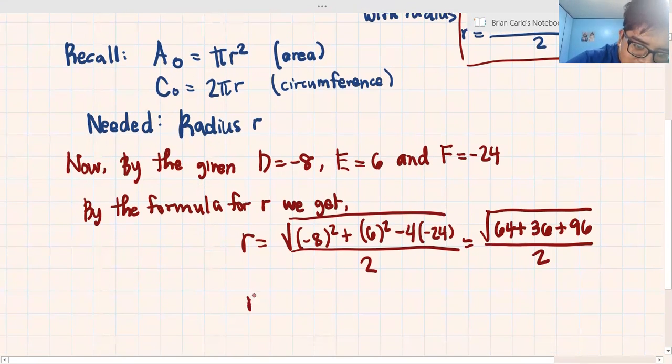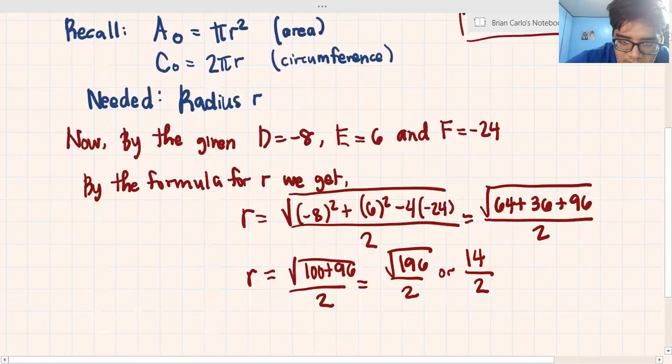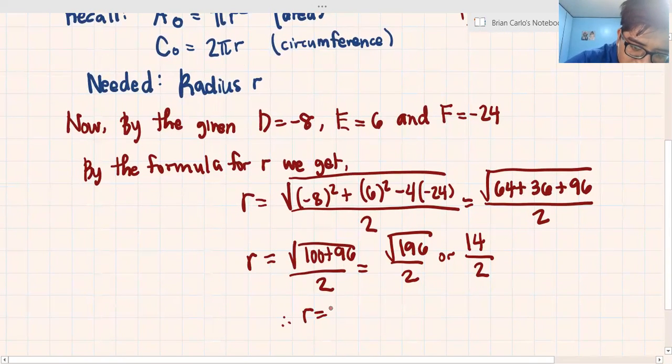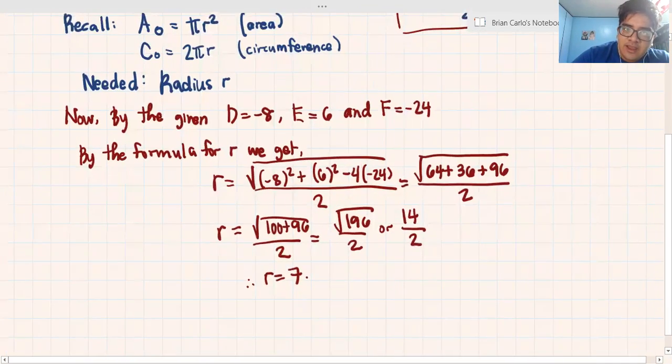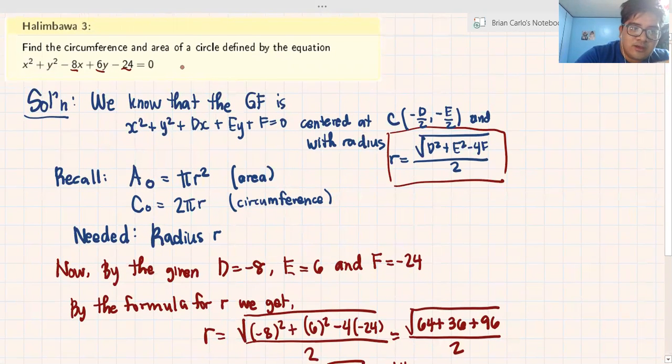That becomes r is equal to the square root of 36 plus 64, which is 100, plus 96, all over 2. Or the square root of 196 all over 2. This is 14, a perfect square, all over 2. Therefore, r is equal to 7. So we can now calculate the area and the circumference, which the problem asks us to find.